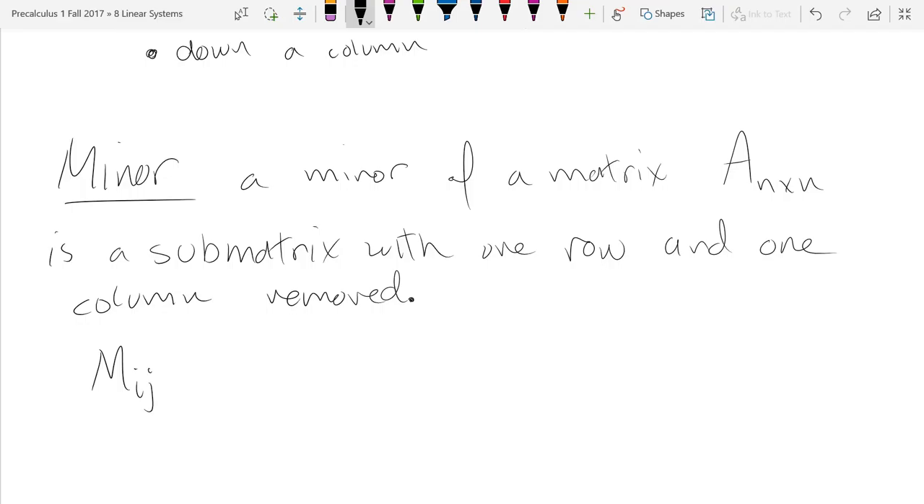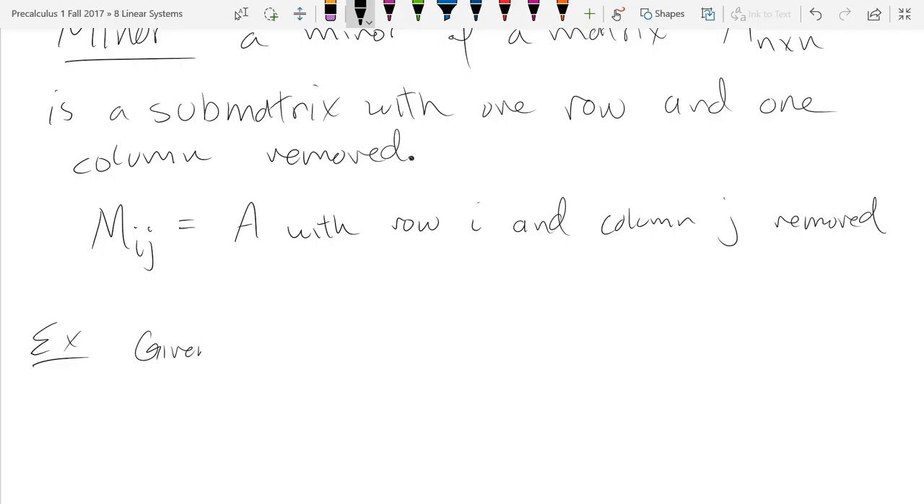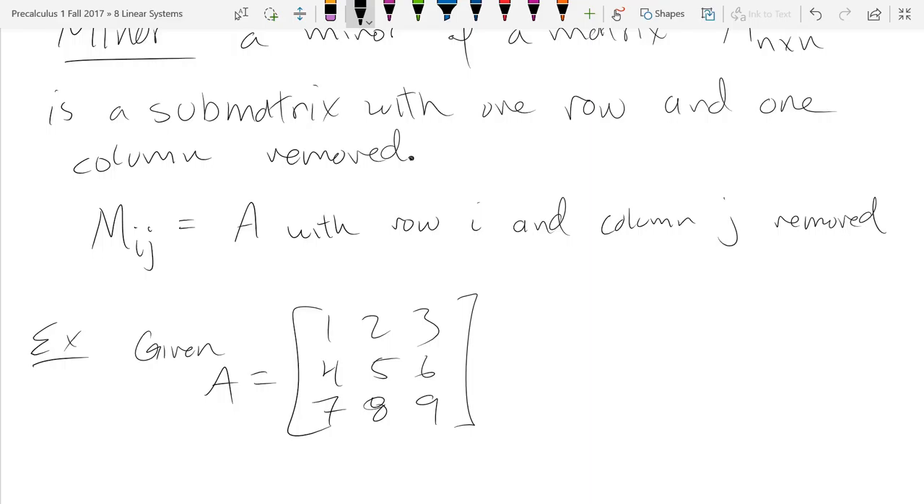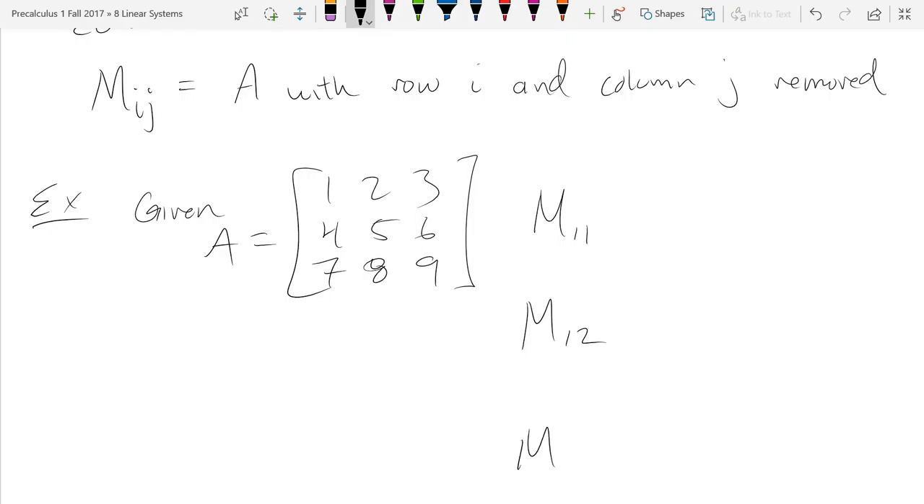So write it as, we have to pick a row and pick a column. The row we'll use is I, the column we'll use is J. So Mij will be A with row I and column J removed. So we'll do an example where we'll find three minors. We'll take the matrix A to be the 1, 2, 3, 4, 5, 6, 7, 8, 9 matrix. And I want to know three minors. Let's do M1,1, M1,2, and then we'll get crazy and do M2,3.